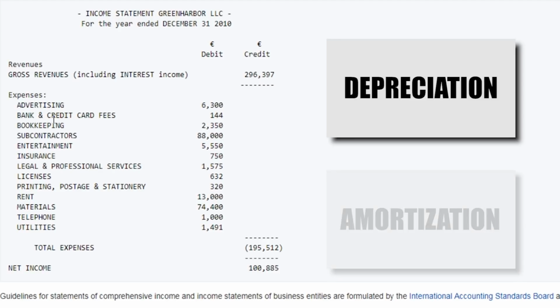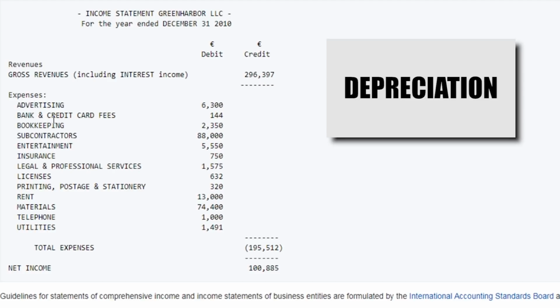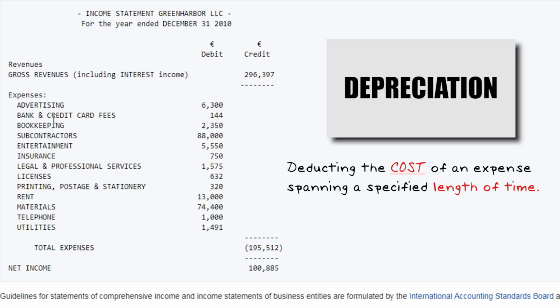Let's take depreciation as an example. If I buy a brand new $100,000 machine, I actually can't count that as an expense, because expenses are meant to be things that are incurred throughout your operation of your business in 1 year. In the US, the government makes you depreciate that machine over a certain lifetime.